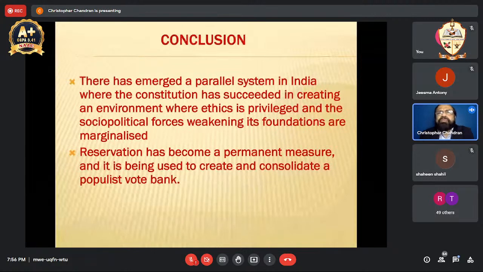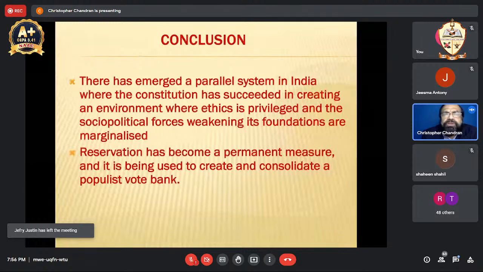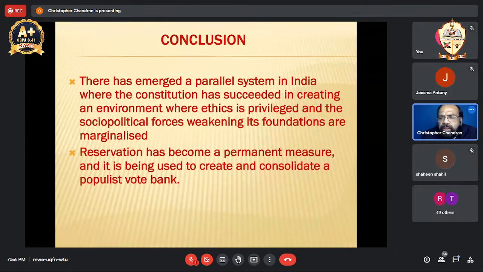Reservation has become a permanent feature. Initially, the Constitution said reservation was only for 20 years, and now it has become more of a populist vote bank. There has also emerged a parallel system in India where the Constitution has succeeded in creating an environment where ethics is privileged, and the socio-political forces are weakening its foundations.